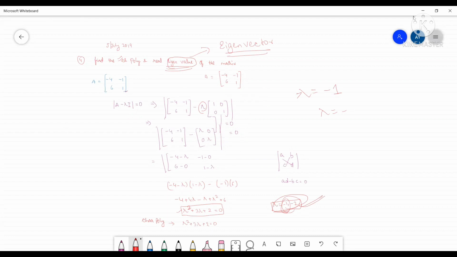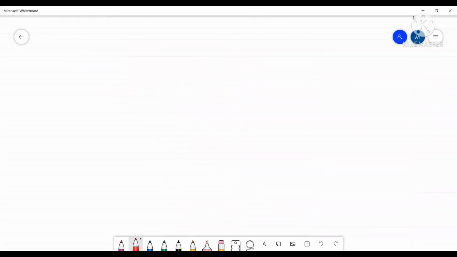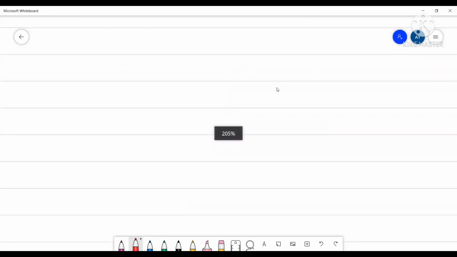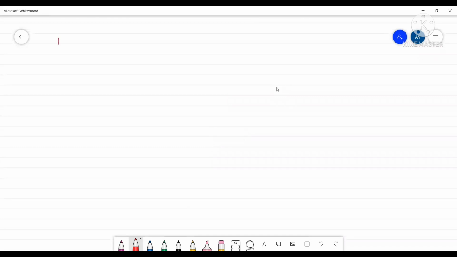Yeah. So I'll just give you another question and I'll show you how to find the eigenvectors. So if you have a question like this, it says find the eigenroots and the corresponding eigenvectors. So they're asking us to find the eigenvalues and eigenvectors also, for A equals 1, 4, 3, 2. They just gave the matrix and they're asking us to find eigenvalues and eigenvectors.